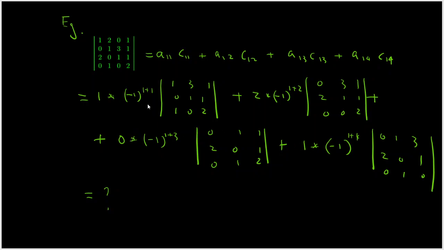Okay. Now look at the third term. If you have a term containing a zero, then you really do not have to compute that 3x3 determinant, because zero times any number is equal to zero, so that makes sense. Always choose a row containing the most number of zeros, or a column, so that the calculation is going to be simple, okay.